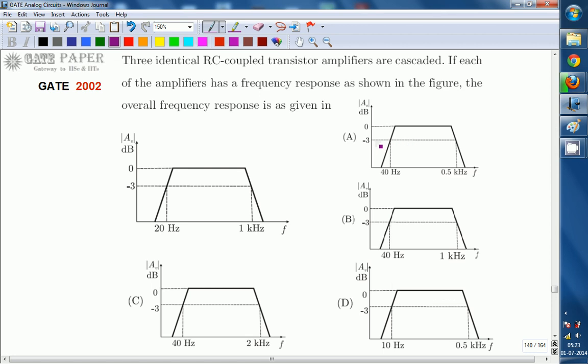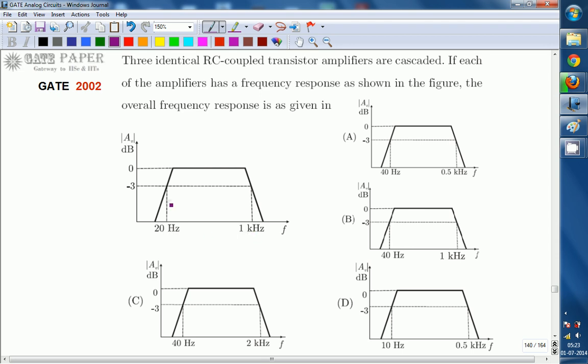Hello, we are discussing the GATE 2002 ECE paper, and this question is related to analog circuits. Look at the diagram given. It consists of gain versus frequency. The frequency response of an RC coupled amplifier is given with 20 Hz as the lower cutoff frequency and 1 kHz as the upper cutoff frequency.